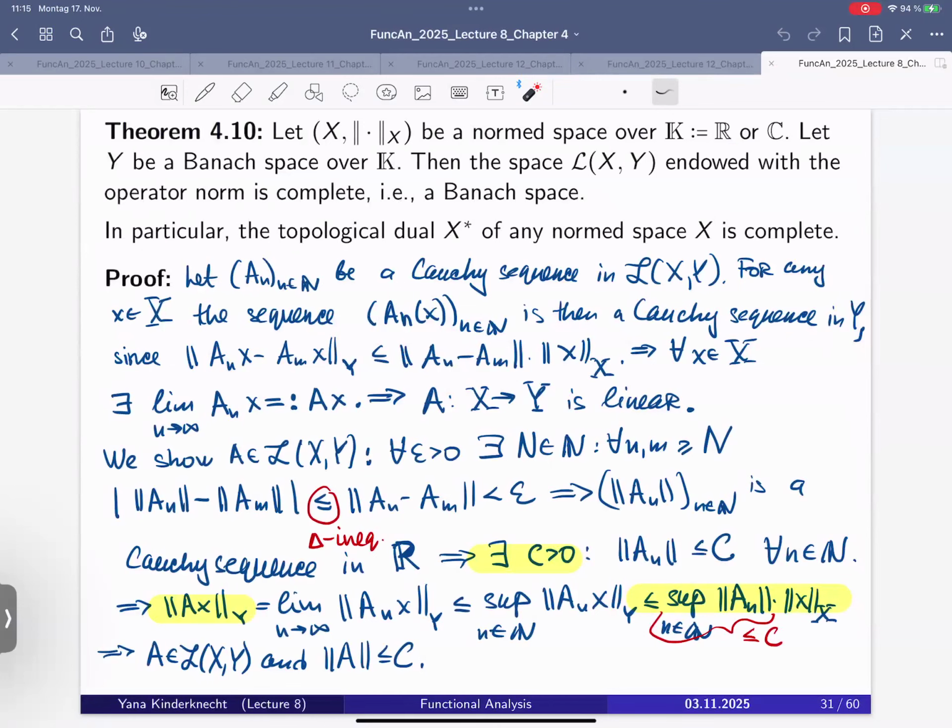So this was Theorem 4.10. Let X be a normed space, and let Y be a Banach space. Then the space of all continuous linear operators from X to Y is a Banach space, that is, it is complete. In particular, the topological dual is the space of all continuous linear operators from X to K, and K, the field R or C, is a Banach space. That's why for any normed space, its topological dual is complete.